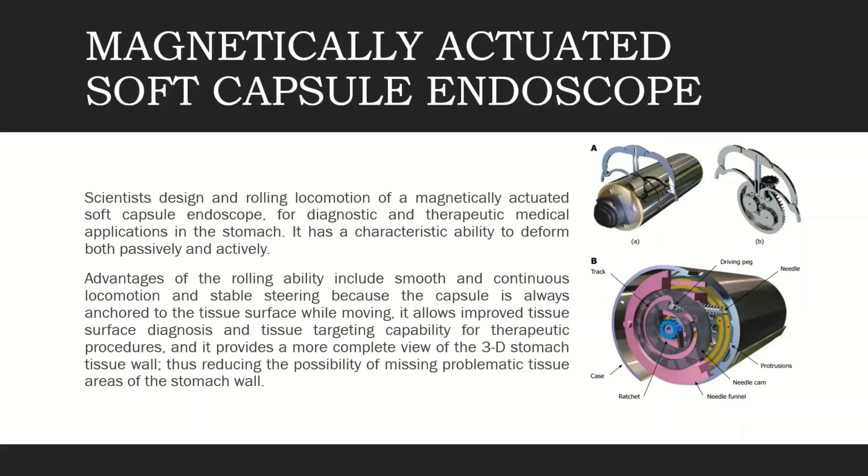Finally, the magnetically actuated soft capsule endoscope. Scientists designed the rolling locomotion of a magnetically actuated soft capsule endoscope for diagnostic and therapeutic medical applications in the stomach. The aim of this device is to provide a more complete view of the 3D stomach tissue wall, thus reducing the possibility of missing problematic tissue areas of the stomach wall.